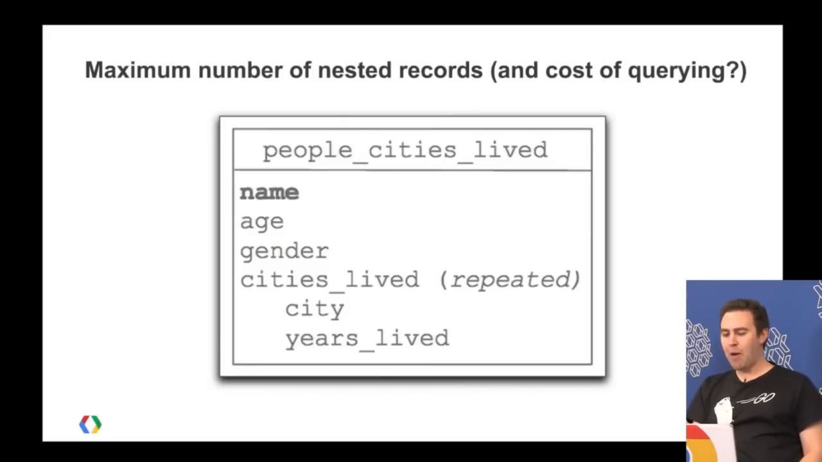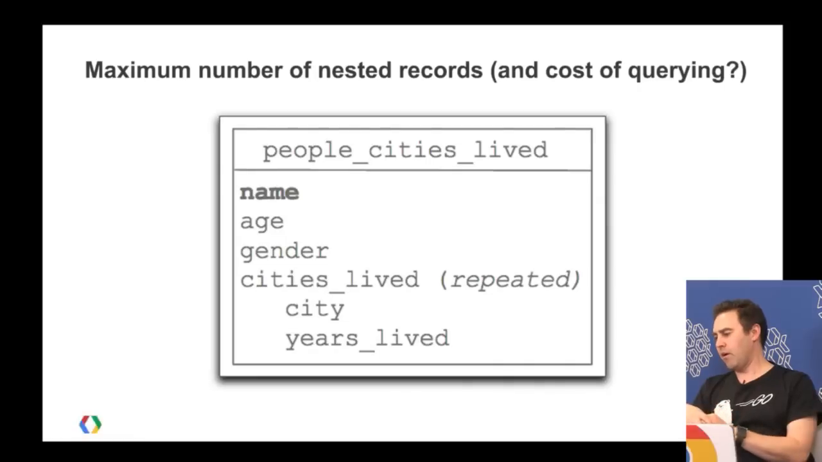So the original question was how many levels of nesting can we support? The answer is actually 100. We support nesting levels of 100. And if you actually are using a data model like this, I'd love to see it. I'd love to see what you're doing. But you can imagine how useful that is, right?